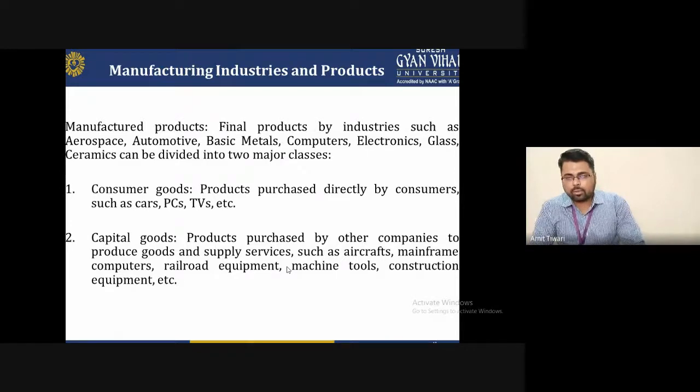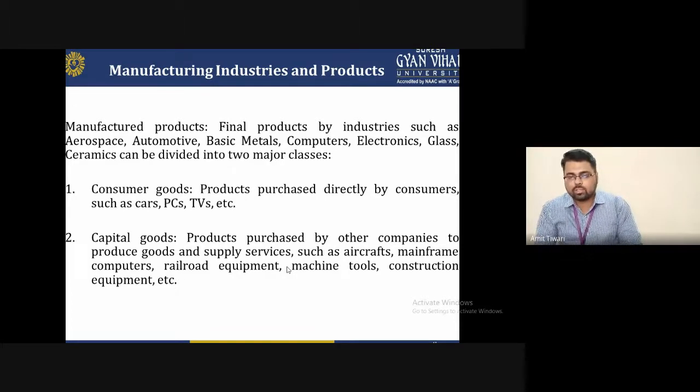Actually, manufactured products from industries such as aerospace, automotive, basic metals, computer electronics, glass, and ceramics can be divided into two major classes. First is the consumer good, which is a product purchased directly by the consumer, such as a car, computer, television, etc. Second is the capital good. It is a product purchased by other companies to produce goods and supply services, such as aircraft, mainframe computers, railroad equipment, machine tools, and construction equipment, etc.